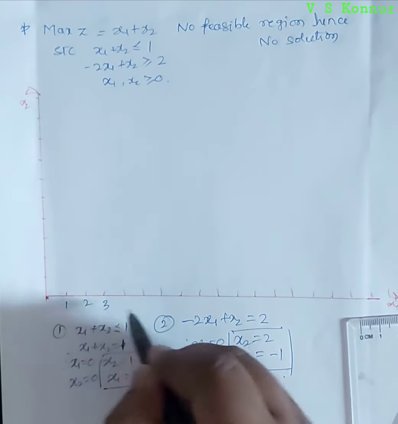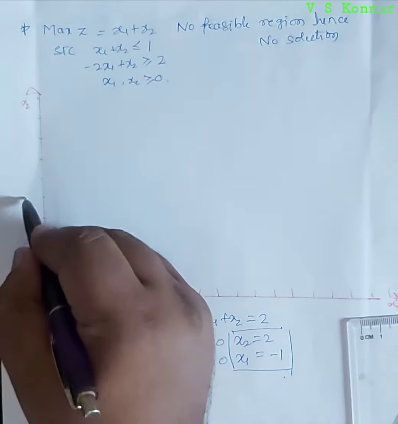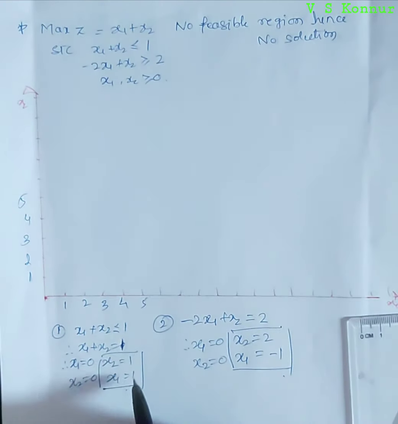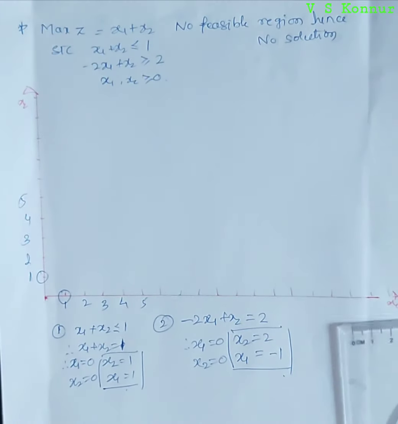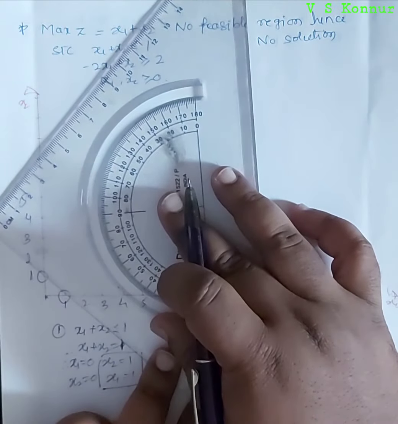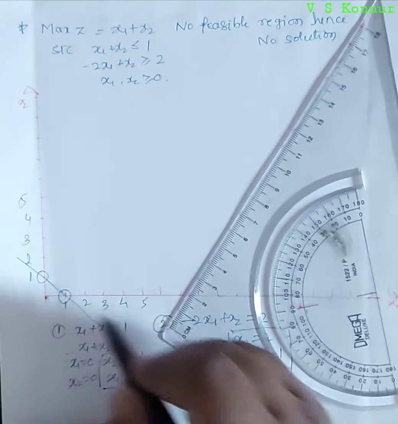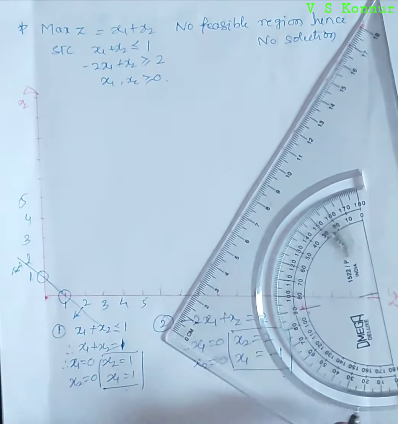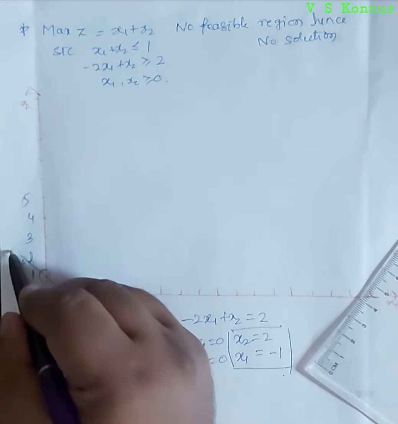So we'll take 1, 2, 3, 4, 5. Here also we'll take 1, 2, 3, 4, 5. Right. Now first equation is 1 and 1. This is 1, this is 1. We'll draw a line here. Because of the less than or equal to sign, the region is near to the origin.